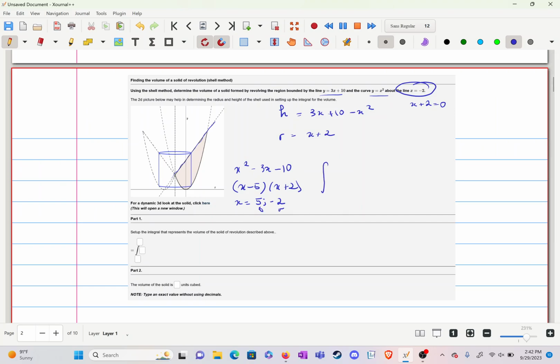And so here we go. We have our integral from negative 2 to 5. 2 pi out in front, but we already know we're going to take that out. We have our radius, x plus 2, times our height, 3x plus 10 minus x squared, dx. Probably forgot that in some problems, but can't forget that. And that is our answer, solution to part 1.